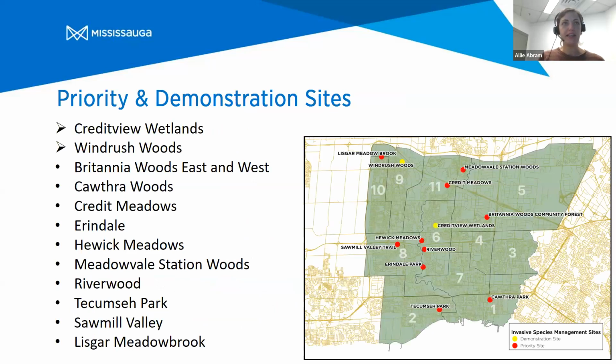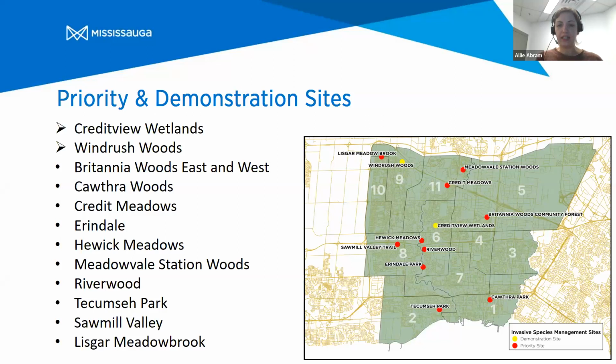This is the list here of our priority sites and also our demonstration sites. All of the priority sites are represented on the map with little red dots, and you can see that we also tried to distribute them across the city as much as possible. There are some areas, unfortunately, that don't have as much natural space, so it was harder to find priority sites within those areas or wards, which are the numbers that are on the screen. So we have 10 priority sites, and in addition to those, we also have 2 demonstration sites.